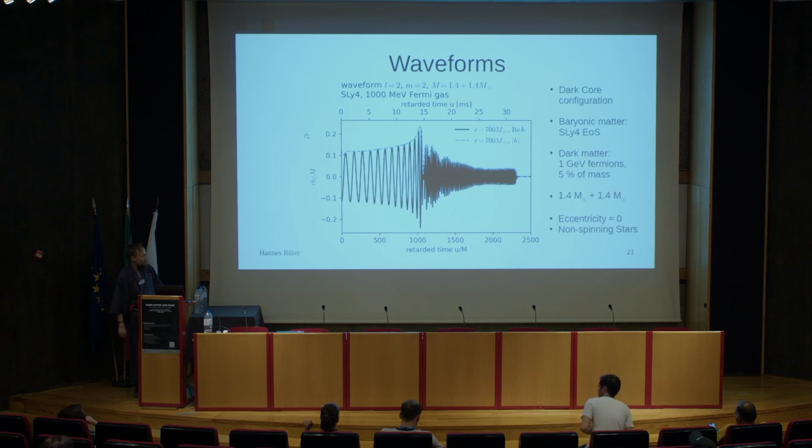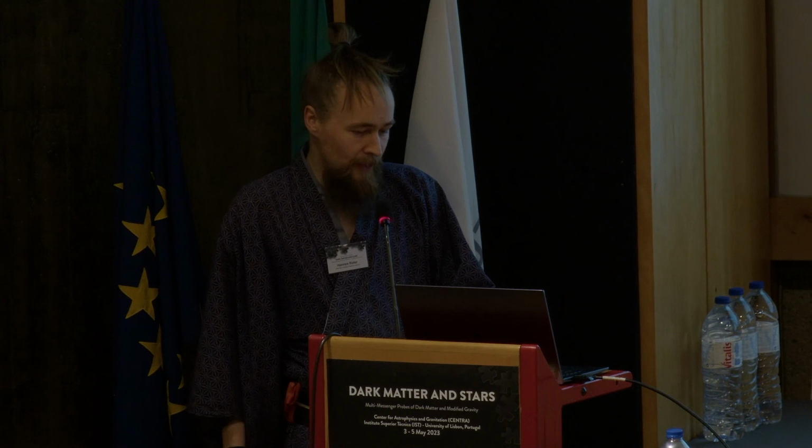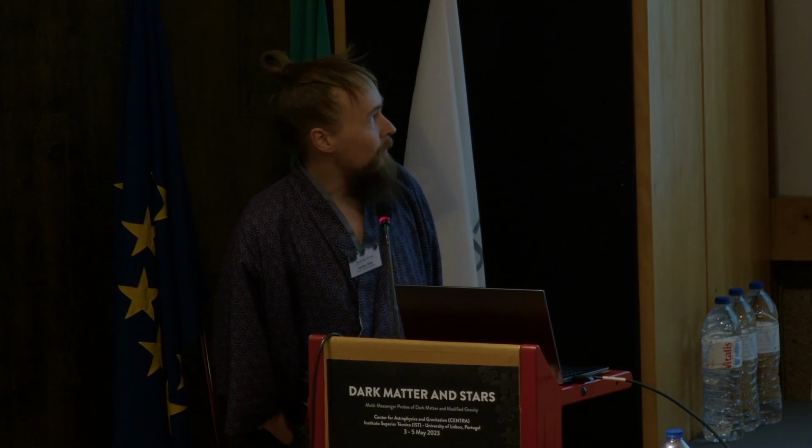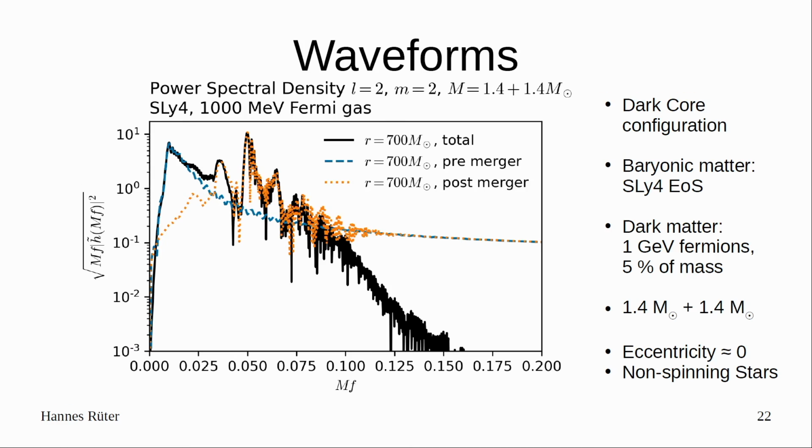Okay, so we get this waveform. I don't go into details of the waveform because you have just inspiral and ringdown. But now what you can see in the power spectral density is the emergence of this. You have this main peak from the remnant, and then you have this new side peak that we attribute to the higher rotational frequency of the dark matter. So that's the end. Thank you very much.